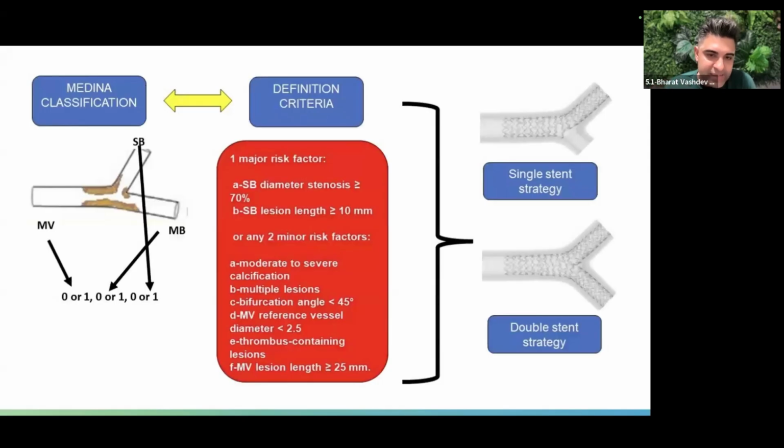And there are some other criteria that have more recently arisen, particularly the DEFINITION criteria. And this is very big in the Asia-Pacific region, predominantly coming out of Korea, where you have major risk factors and minor risk factors. And really, it allows you to then differentiate between true or complex bifurcations and non-true and non-complex bifurcations. And that would eventually influence your strategy in how you treat these lesions.